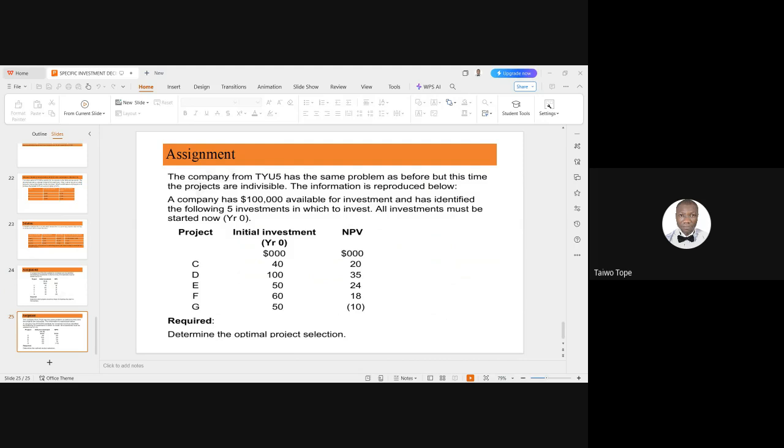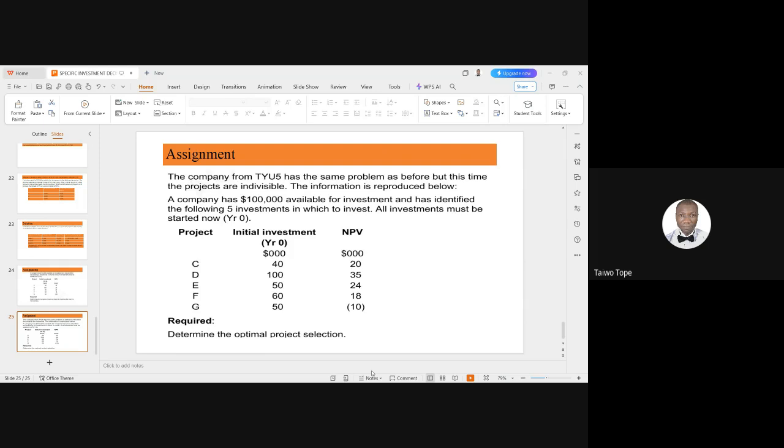The company has $100,000 available for investments, and has identified the following 5 investments in which to invest. All investments must be started now. Now, the question is determine the optimal project selection. So this is it for short-term or specific investment decision.